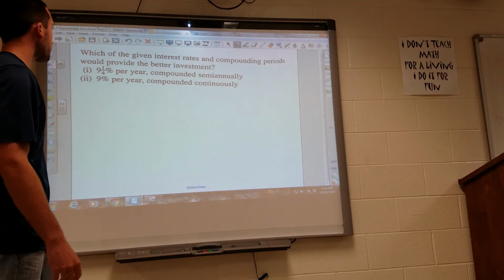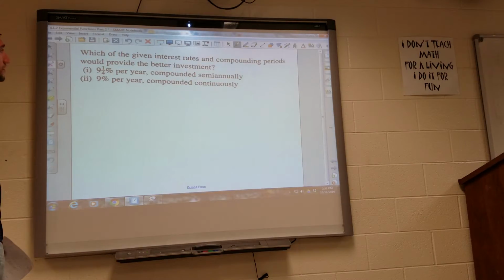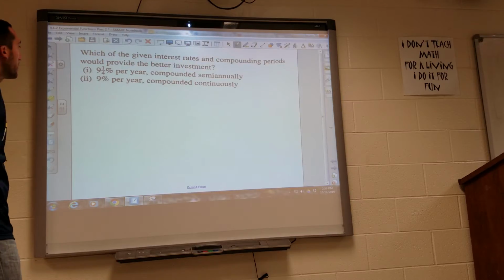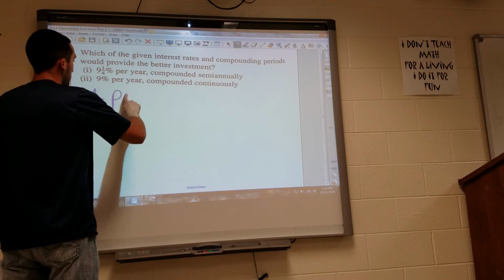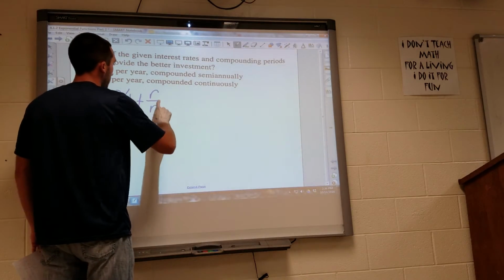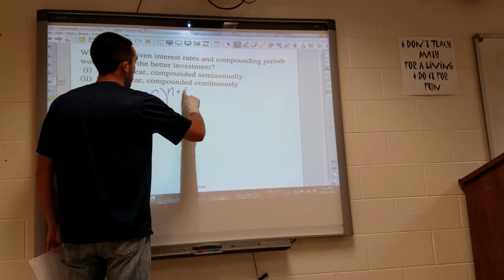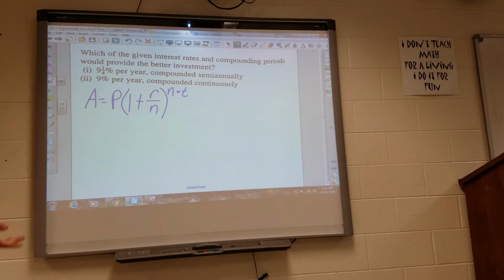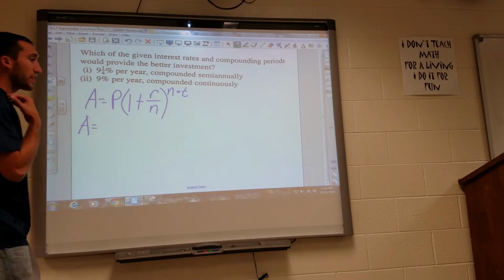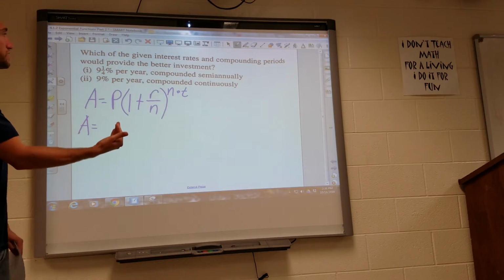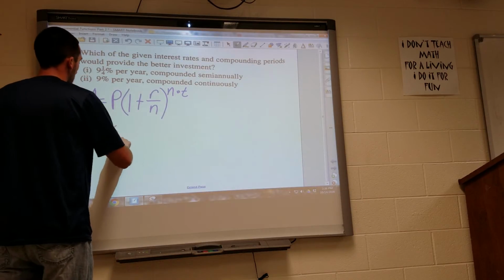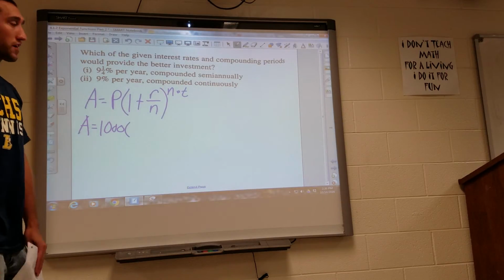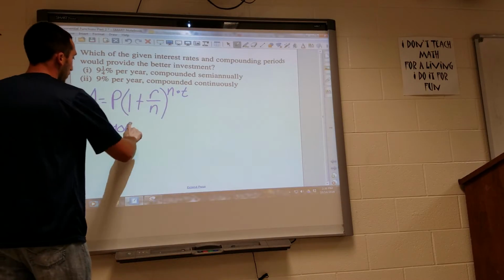So they want us to decide which of the given interest rates and compounding periods would provide the better investment. So, the top one, again, equation A equals P times 1 plus R over N, raised to the N times T. Plug in what we know. Well, I'm going to figure out the total investment. They didn't tell me my initial, but I'm going to use the same initial for both of them, so it doesn't matter. I'm just going to say I started with $1,000 I want to invest. The one stays the same.